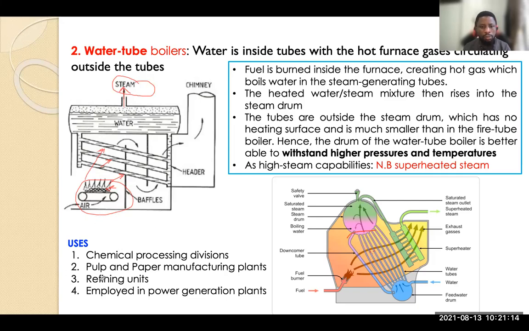And these are some of the processes, refining units. This will be in your petroleum industry, and this is also in your power generation. So for example, when you hear about the different power plants, they talk about your coal being used. There's an issue with the Medupi power plant and things like that. So these are some of the things that are occurring there. So it's able to withstand higher pressures and temperatures. Superheated steam is generated, as I've mentioned.